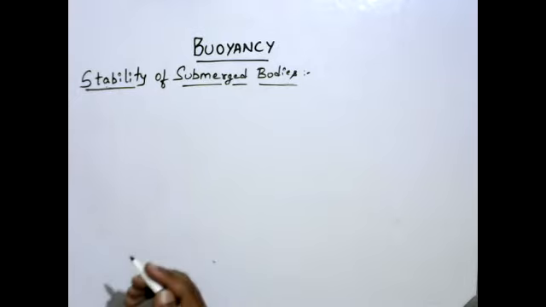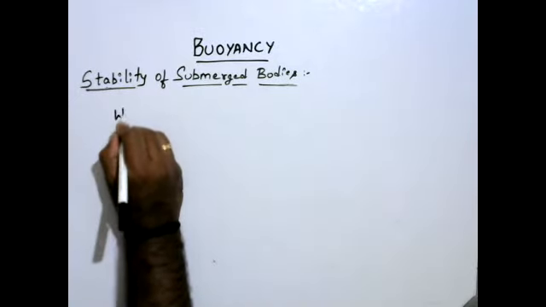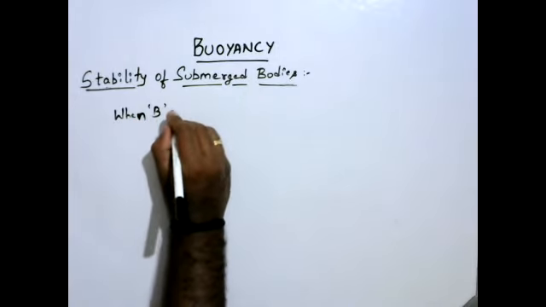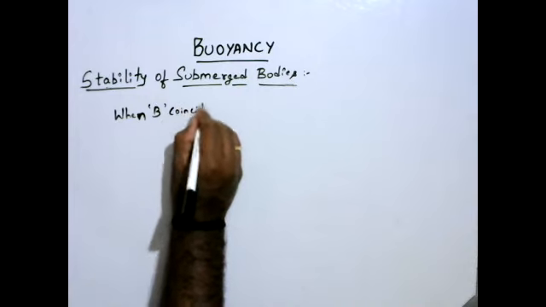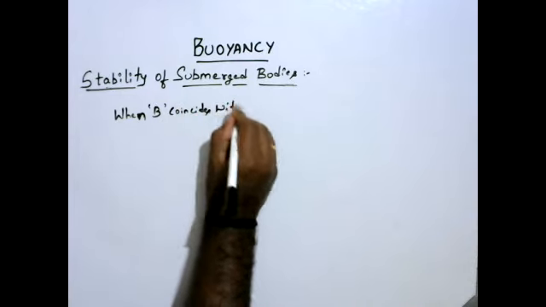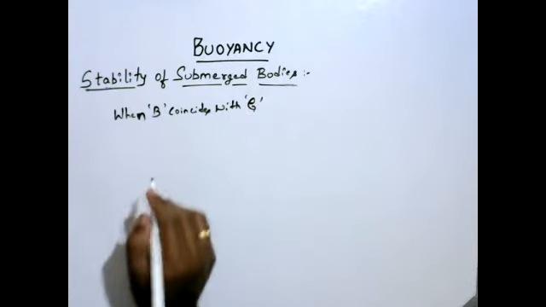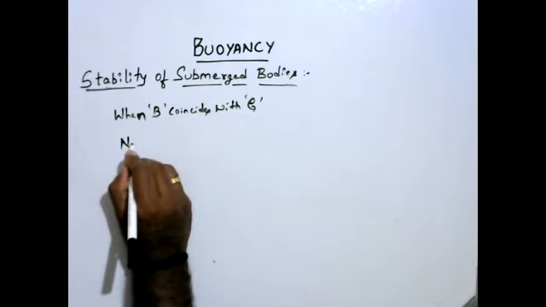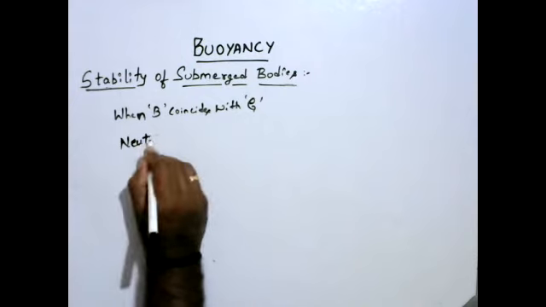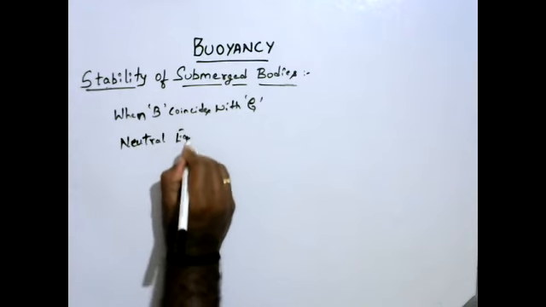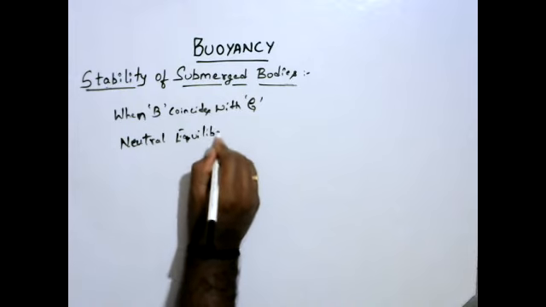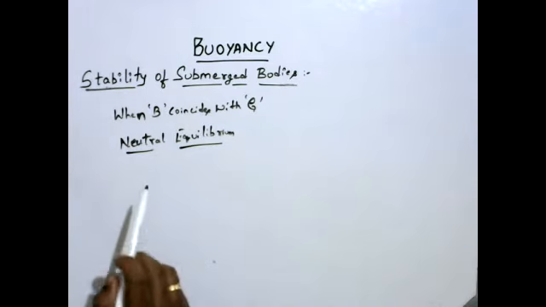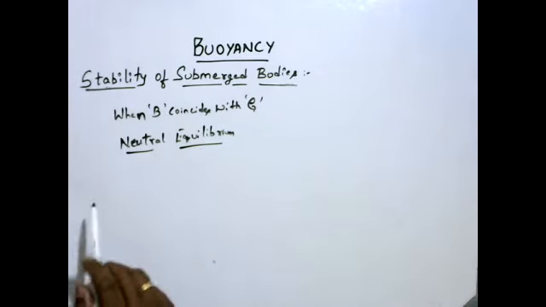Now the last equilibrium is when the center of buoyancy coincides with the center of gravity, meaning both the center of buoyancy as well as the center of gravity are at the same point. This type of equilibrium is what we call neutral equilibrium. The third one is neutral equilibrium. This will occur when the center of buoyancy coincides with the center of gravity.